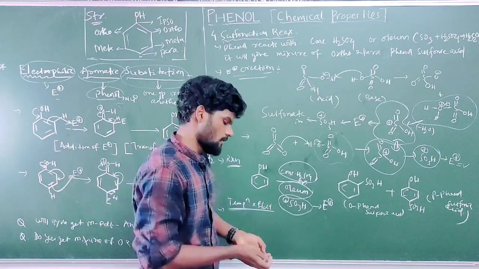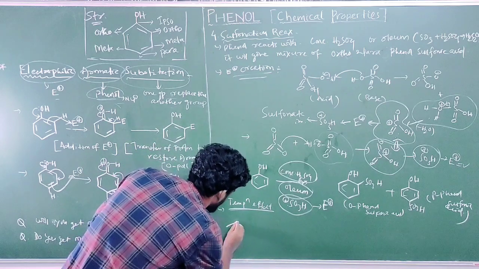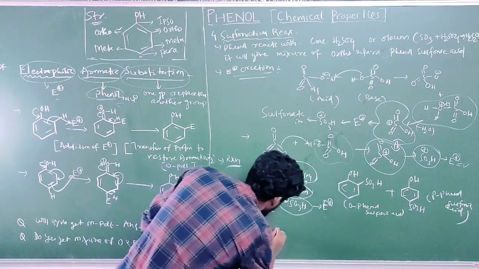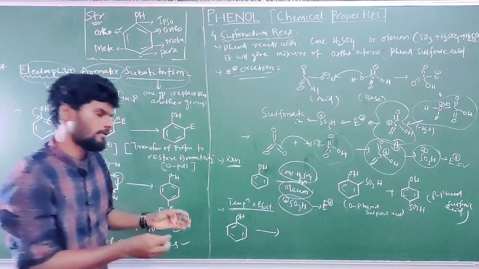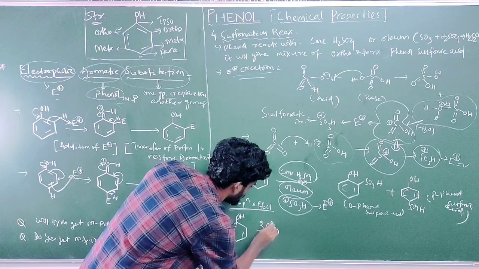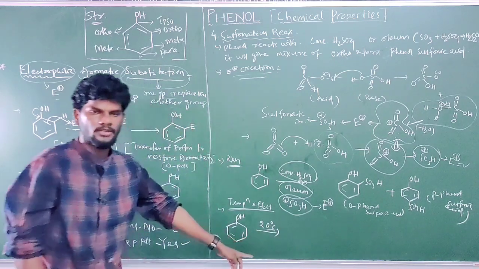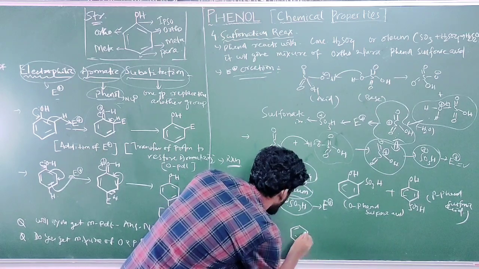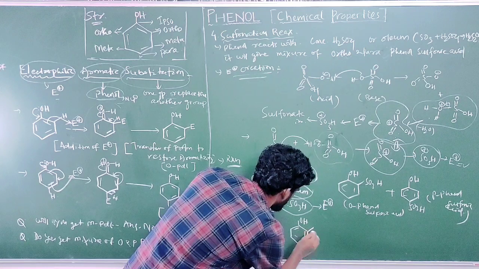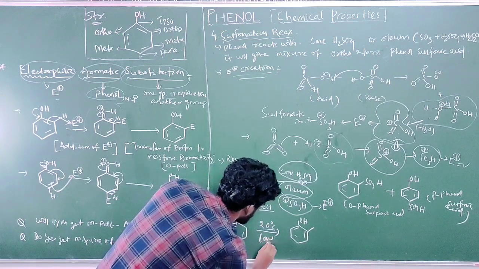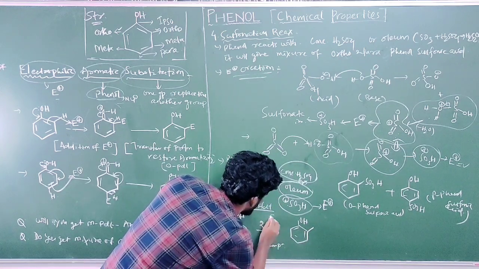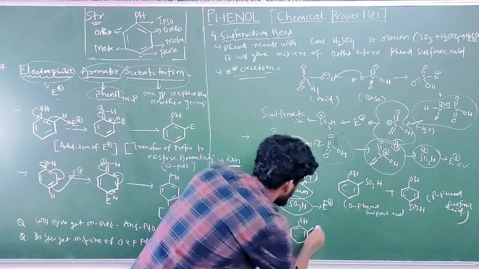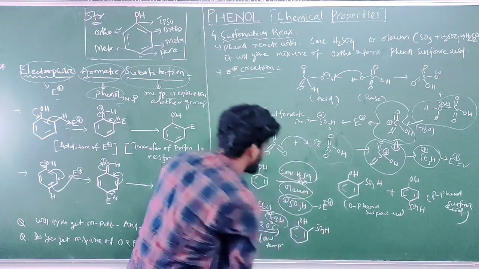Okay, so write temperature effect. Just write the example, phenol, at 20 degrees Celsius. 20 degrees Celsius is a lower temperature, below room temperature. If you set up the reaction at 20 degrees Celsius, you will get ortho product, at lower temperature. This is right here, low temperature. SO3H plus electrophile. So here we will get ortho product.